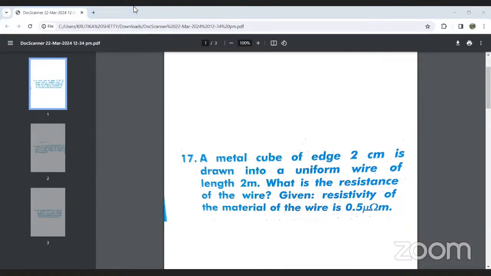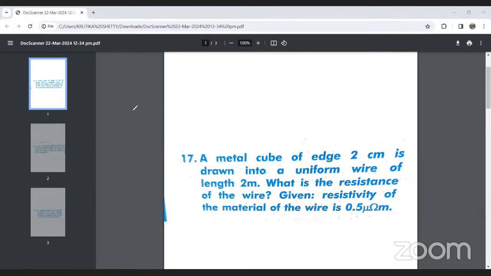Okay, see students, next question. A metal cube of edge 2 centimeter is drawn into a uniform wire of length 2 meter. What is the resistance of the wire? The resistivity of the material of the wire is given as 0.5 micro ohm meter. Resistivity is given. See, what all they have given, look there.